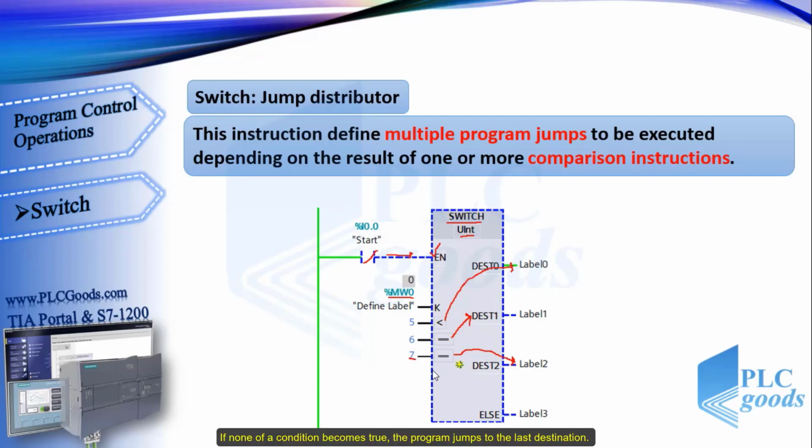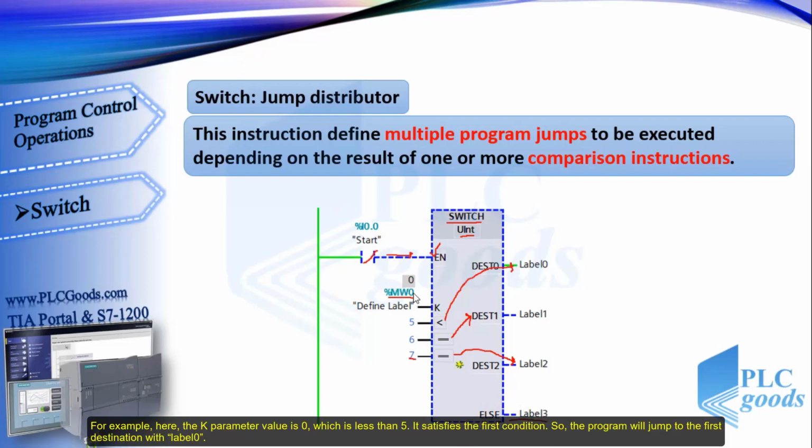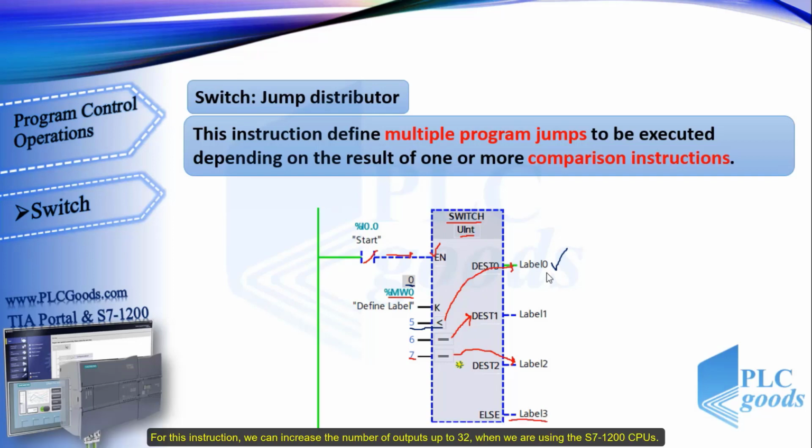If none of the conditions becomes true, the program jumps to the last destination. For example, here the K parameter value is 0, which is less than 5. It satisfies the first condition, so the program will jump to the first destination with label 0. For this instruction, we can increase the number of outputs up to 32 when we are using the S7-1200 CPUs.